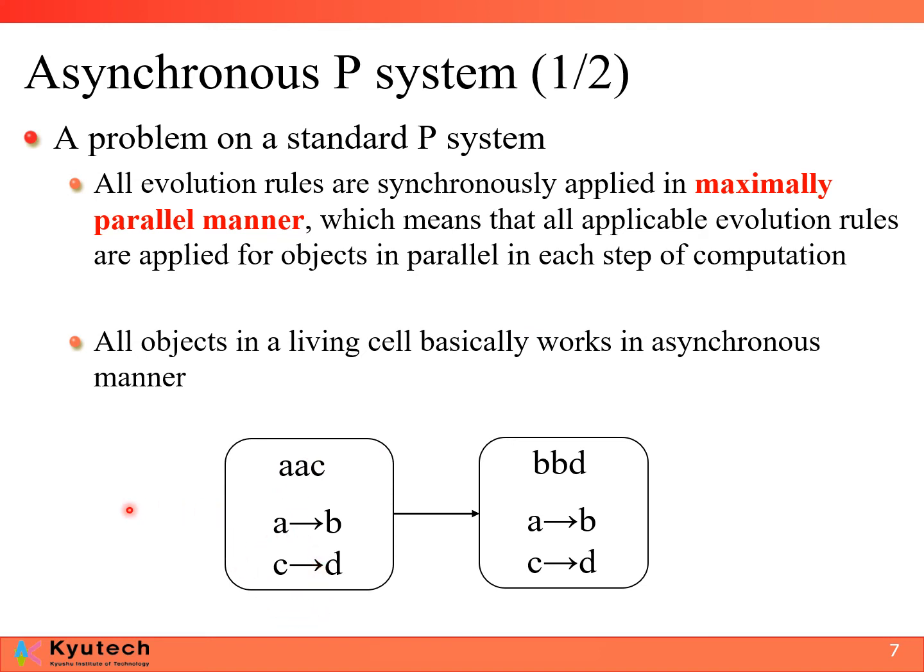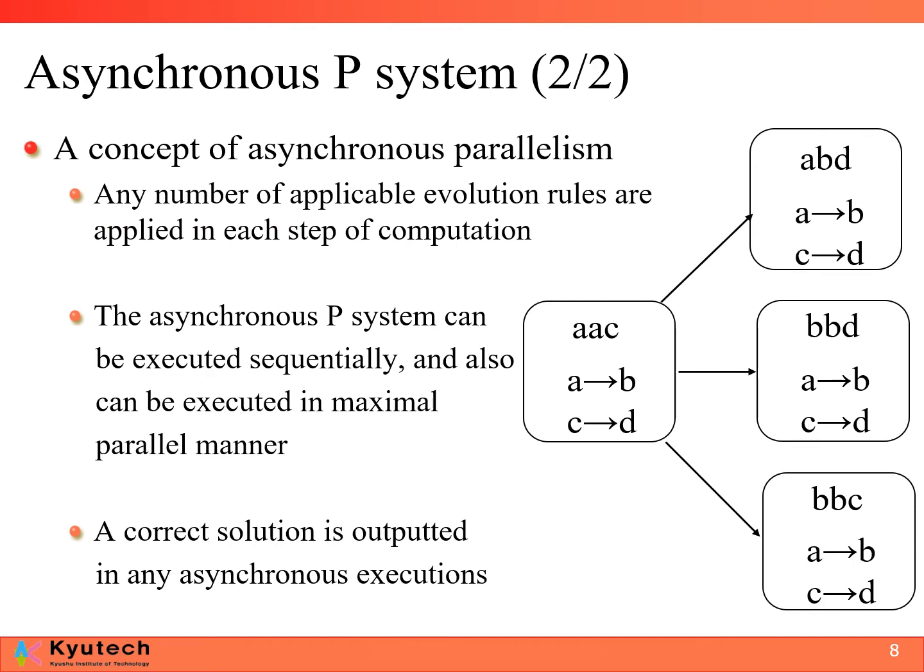In maximally parallel manner, the objects in the membrane evolve like this figure in one step because all applicable evolution rules are applied in parallel. However, all objects in a living cell basically work in asynchronous manner, which means all objects independently react on rules with different speed. So we consider asynchronous parallelism for the P system.